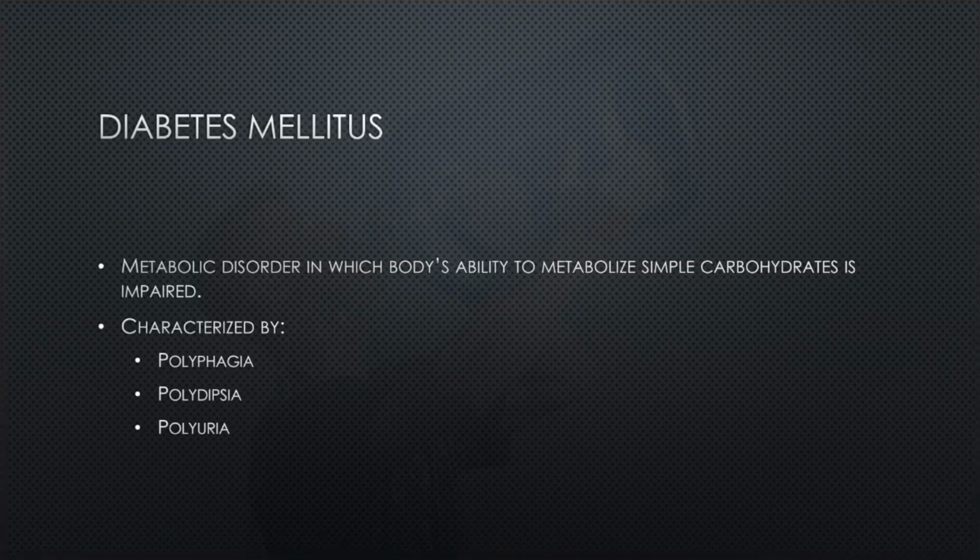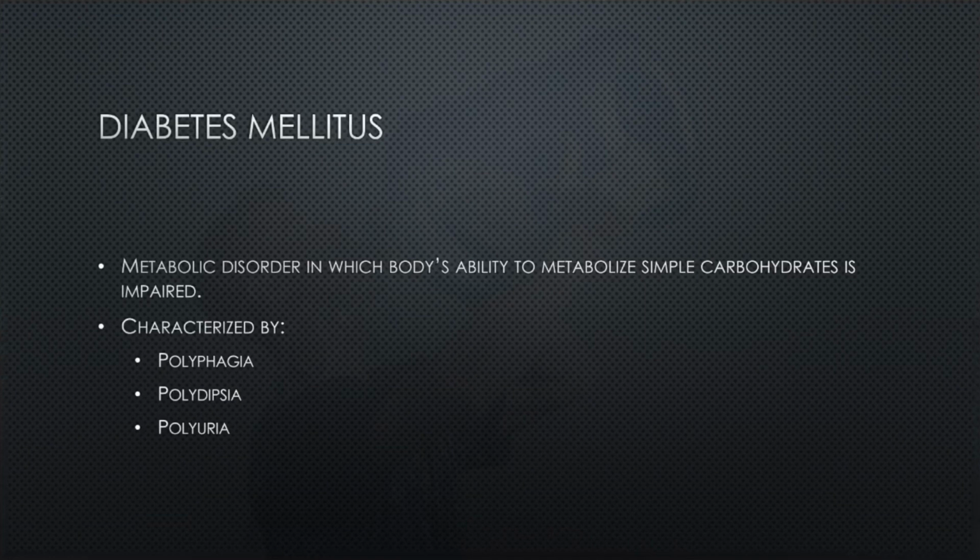Since the sugar is not getting into the cells, the body thinks that there is no sugar, and it's telling you to eat more. So you have polyphagia. Polydipsia is significant thirst. So polyphagia, hunger; polydipsia, thirst. And the reason you're so thirsty is because you're dehydrated due to the increase in diuresis. And what is diuresis? Well, that's the polyuria.